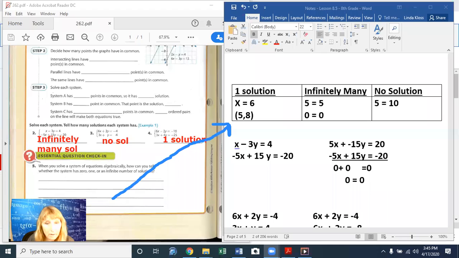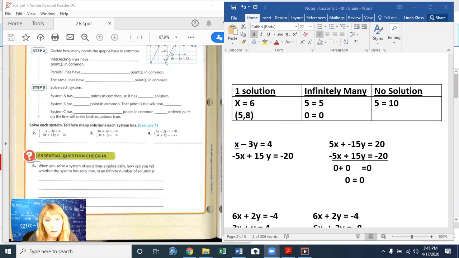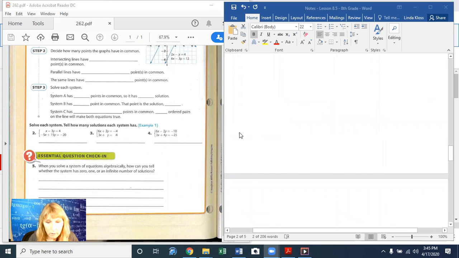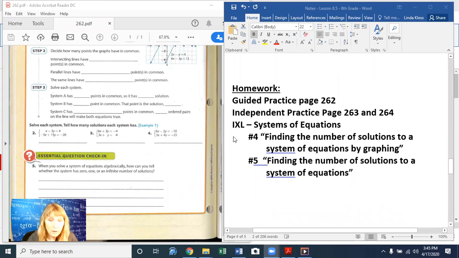Now, homework-wise, let me clear all my drawings. Homework-wise, that would be right here. We did guided practice page 262 together, but please turn that in. That way I know you watched the video and that you did the work. Independent practice, page 263 and 264. Do not do the hot problems unless you want the extra credit.